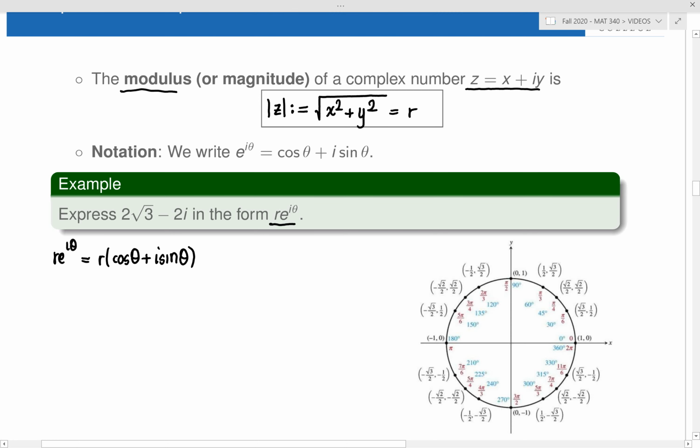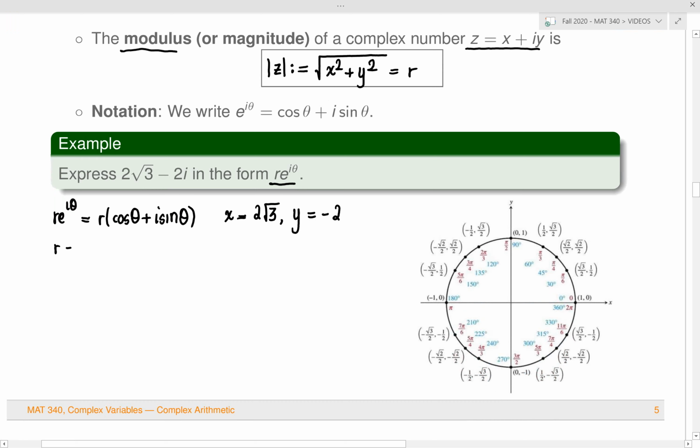So the first thing we know is how to find r. Our x here is 2 radical 3, and our y here is negative 2. If we use that, r is equal to the square root of x squared plus y squared. If I plug that in, I get 2 radical 3 squared, which is 12, plus negative 2 squared, which is 4. So that comes out to be the square root of 16, which is 4. All right, so that's our r.